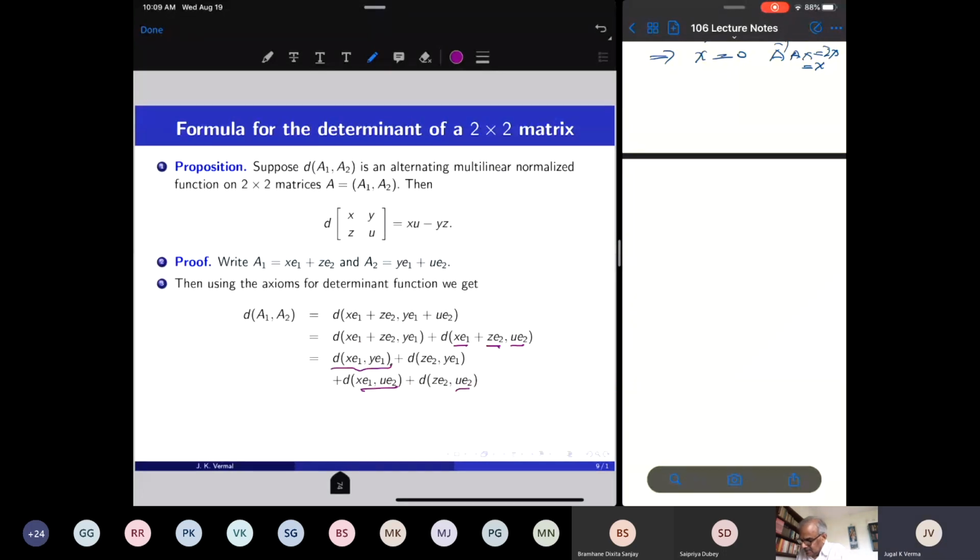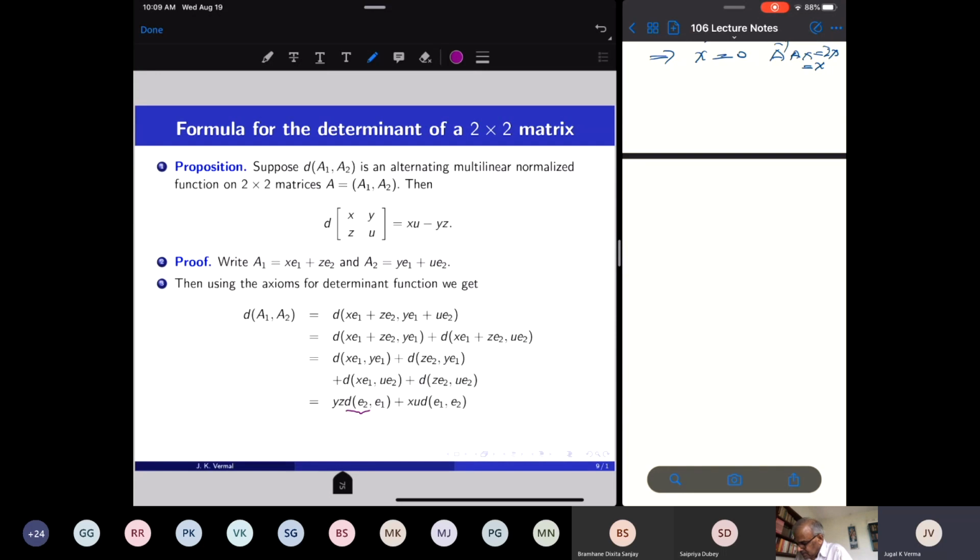Here x and y, again by multilinearity, can be pushed out, and I will get d of e1, e1, but that determinant is 0 because two column vectors are equal, e1 and e1. Similarly, this is also 0 by the same reason. So I'm just left with this term and this term. So you get yz d of e2, e1, and xu d of e1, e2.